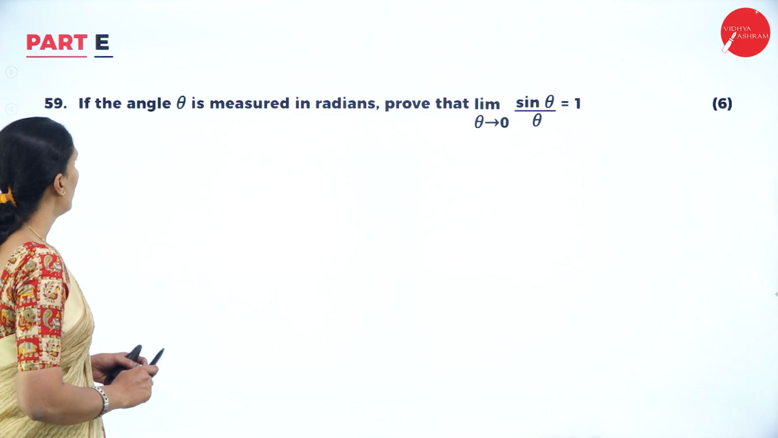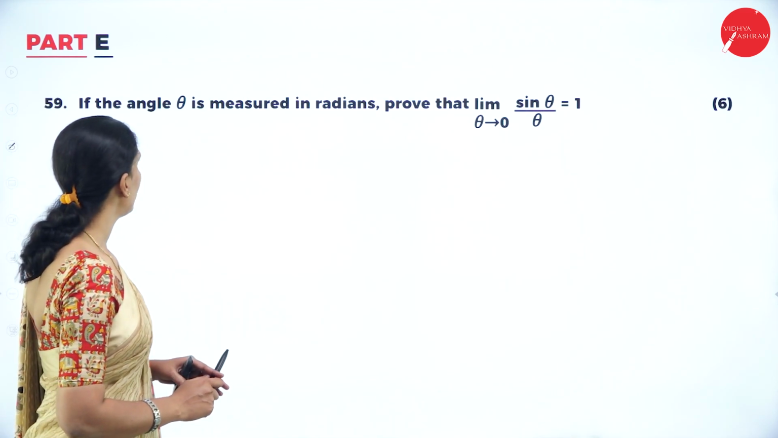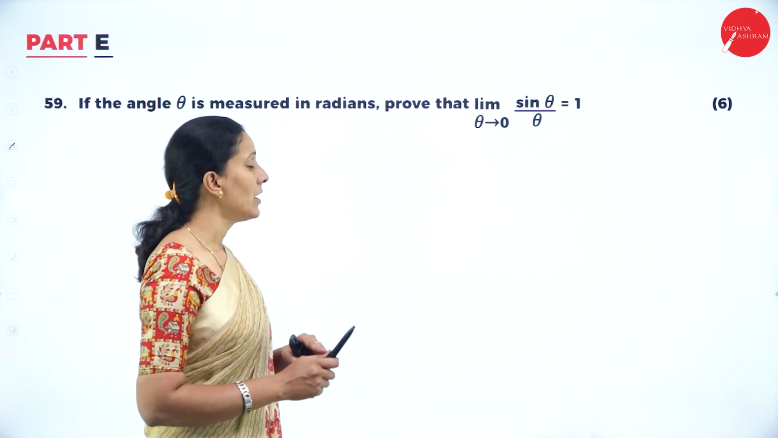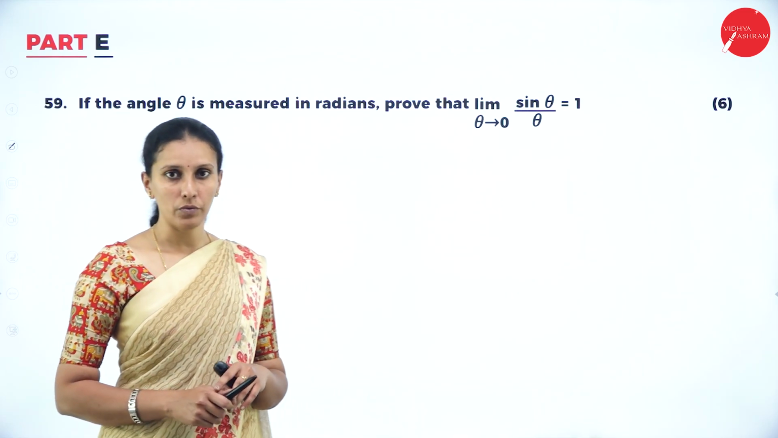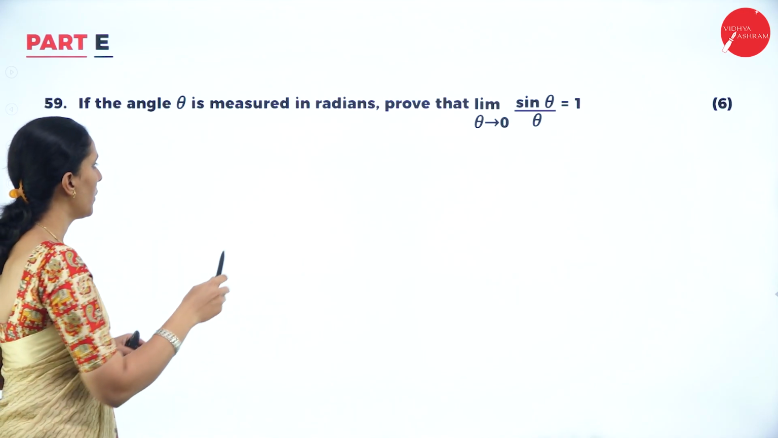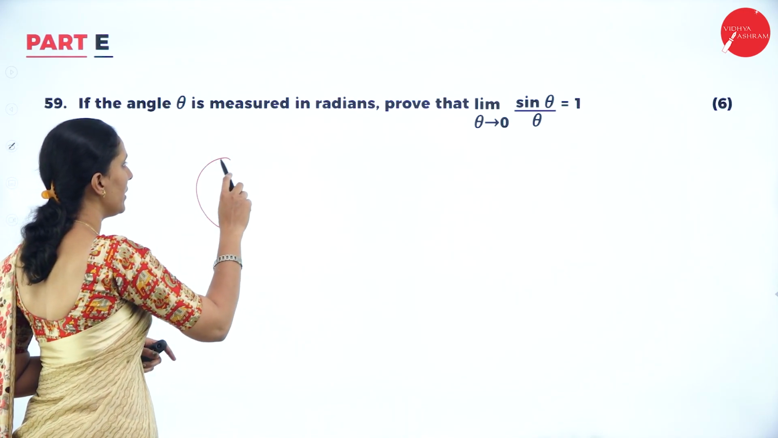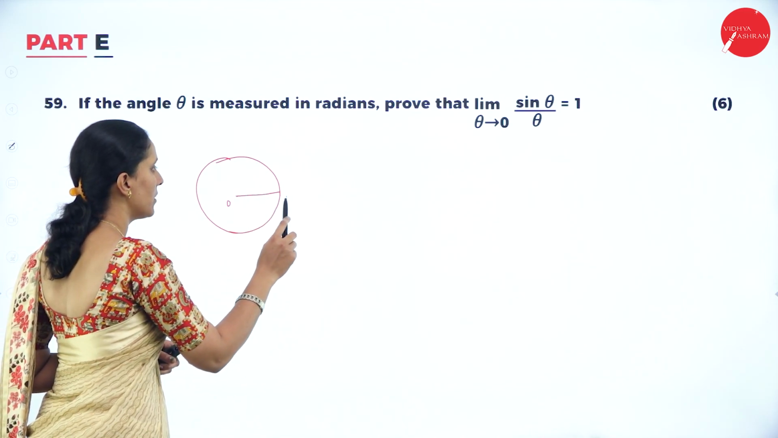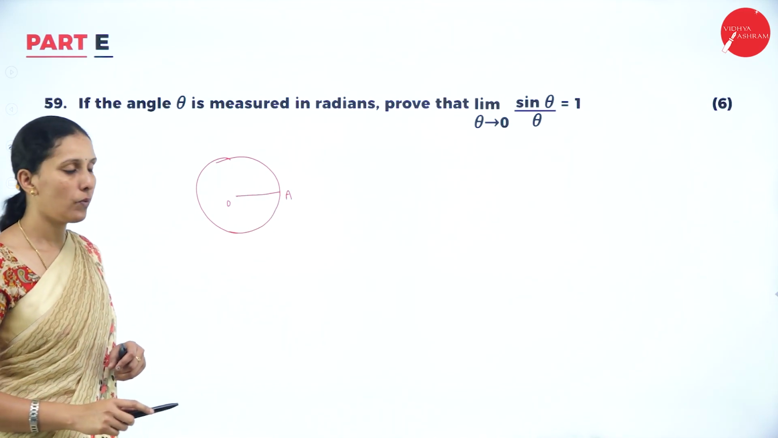Next question. We have a theorem here: if the angle theta is measured in radians, prove that the limit as theta tends to 0 of sin theta by theta is equal to 1. To prove this theorem, we need a construction part. Let us consider a unit circle. Let OA be the radius. So unit circle means the radius is 1 unit.